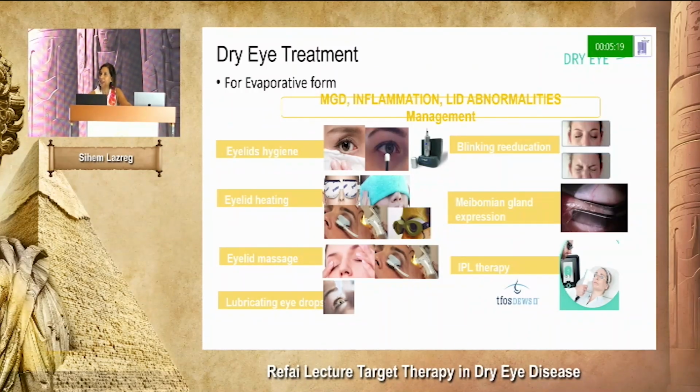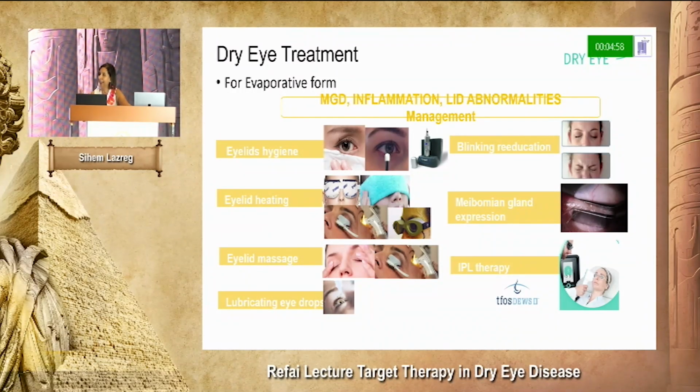For the MGD, we need to treat the inflammation. The eyelid hygiene is the first line treatment. No treatment of MGD without doing any eyelid hygiene. And then we have the heating, the massage, lubricating eye drops, lubrication of the blinking, meibomian gland expression, which is physical, and the IPL therapy.